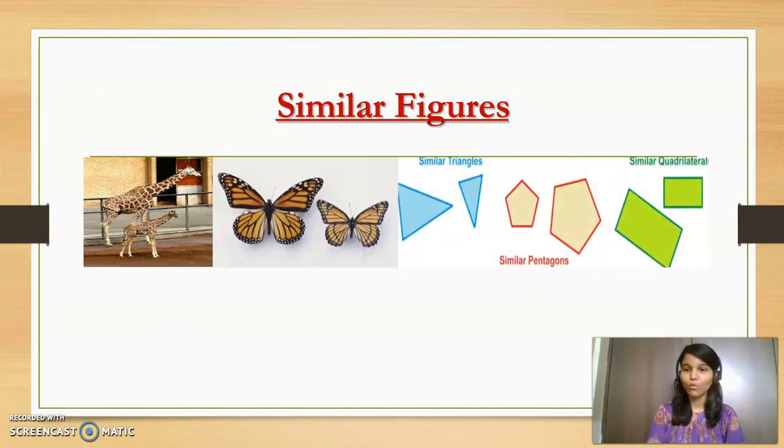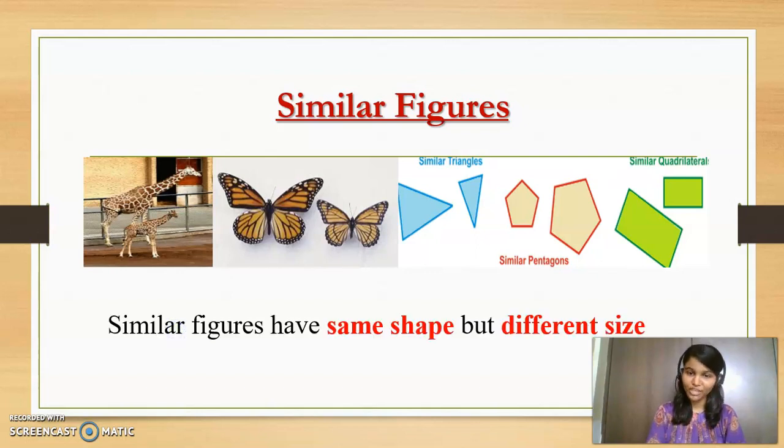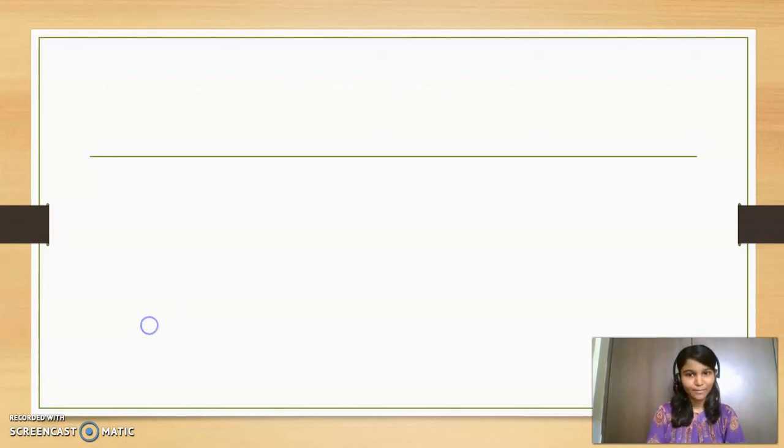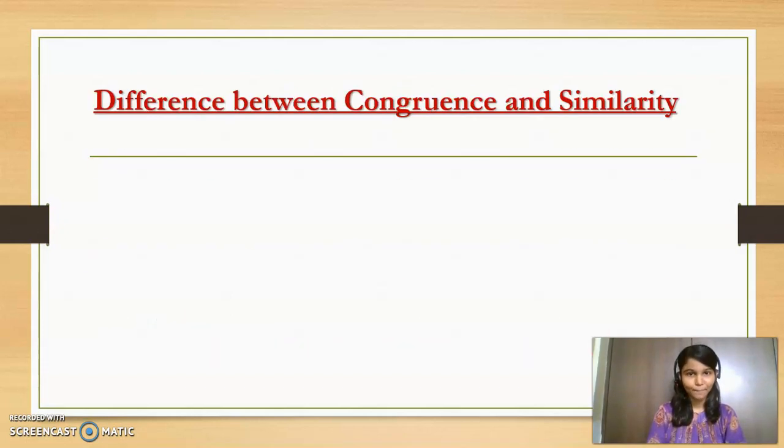Now, if we take one more example, again the sizes are different, but the shapes are the same. So, from this we can say that similar figures are those figures which have the same shape but different sizes. Same shape but different sizes. Clear? Now we will see the difference between similarity and congruency.